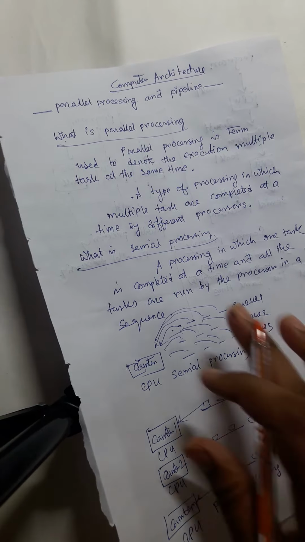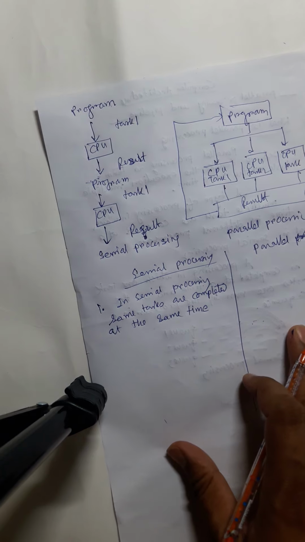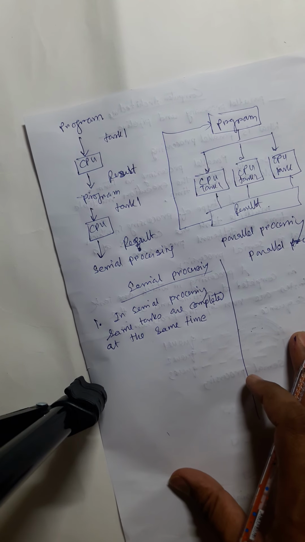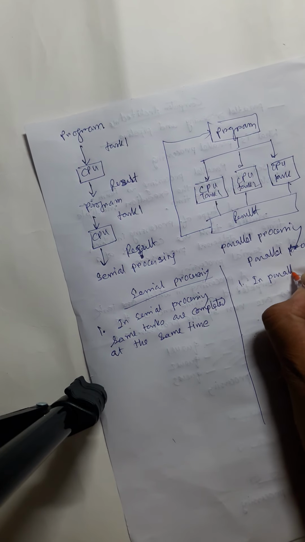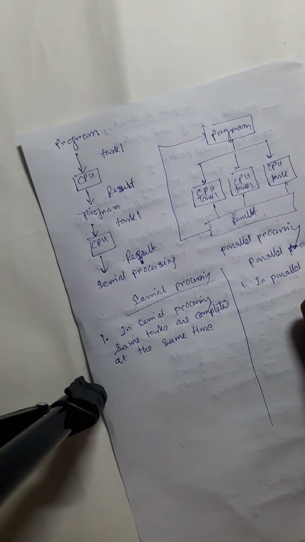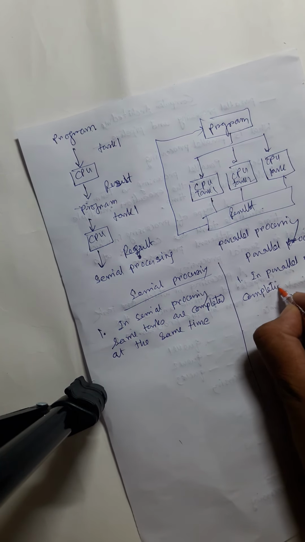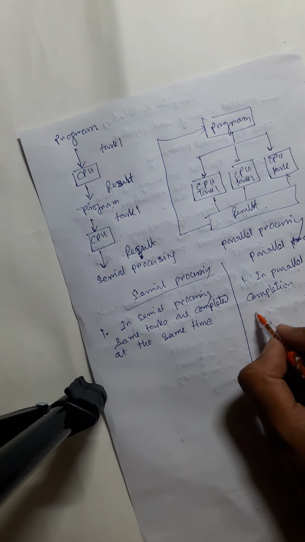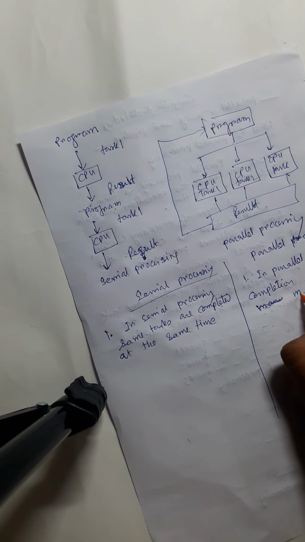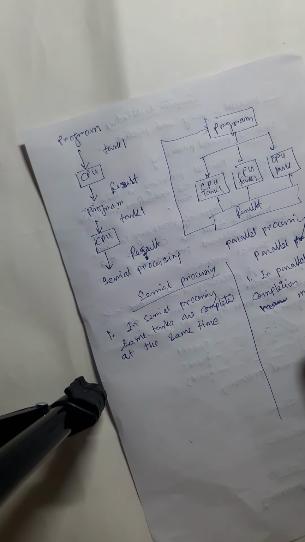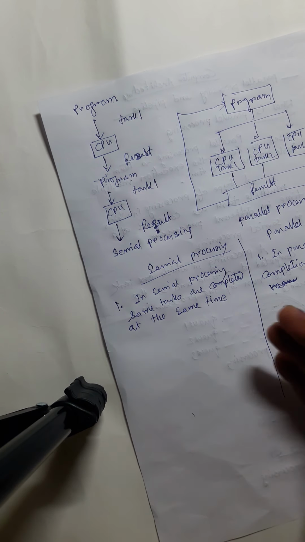In serial processing, the same task is completed at the same time, but in parallel processing, completion times are different. Completion time may vary. This is the basic difference. Same tasks are completed at the same time, and completion time may vary.